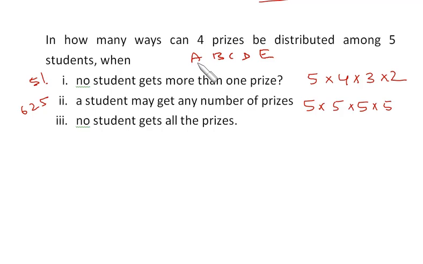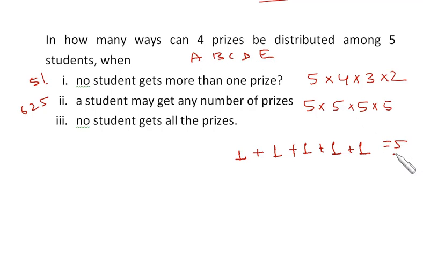A is getting, right? All the prizes are obtained by A, right? One case. Then all the prizes B is getting. Second case, all the prizes C is getting. Third case, all the prizes D is getting. One more case, and E. So in all, 5 cases are there when all the prizes are given to one particular person, right? Maybe all the prizes are by A, by B, by C, by D, or by E, right?